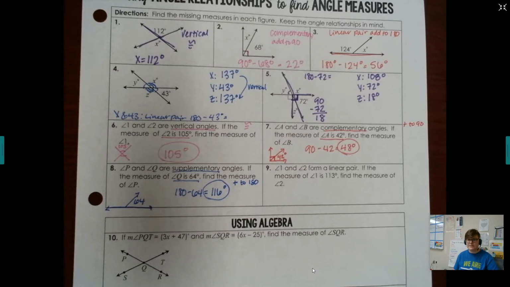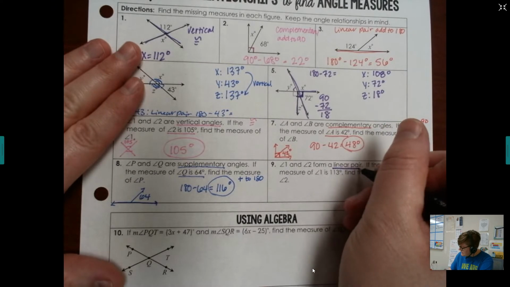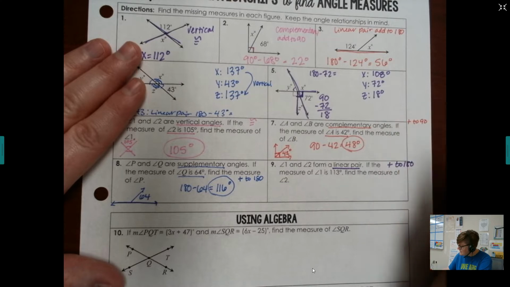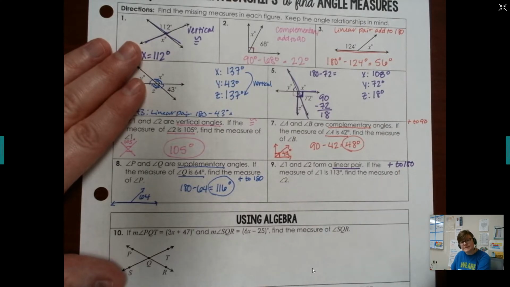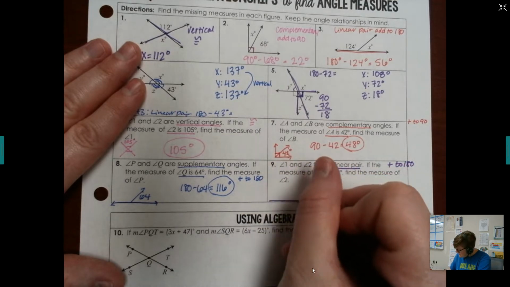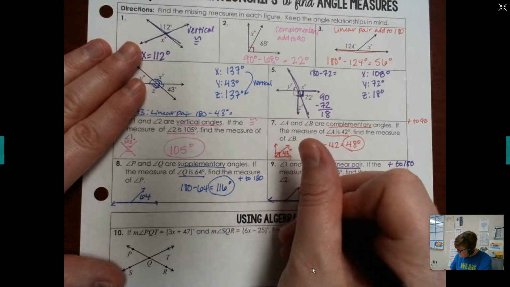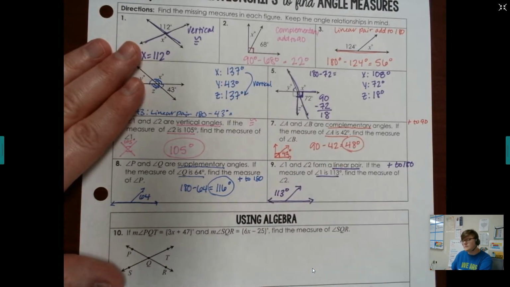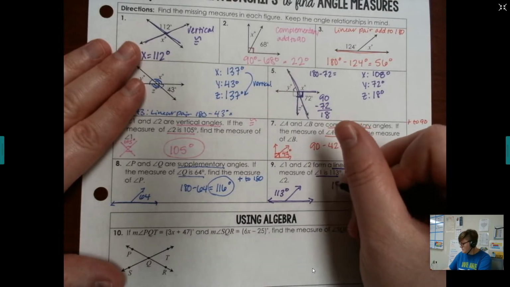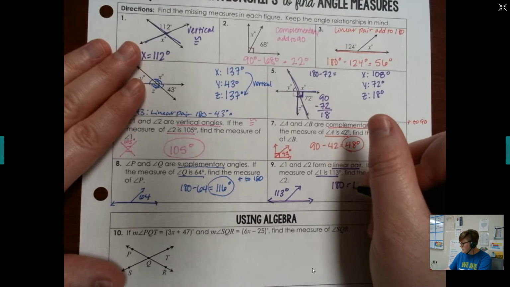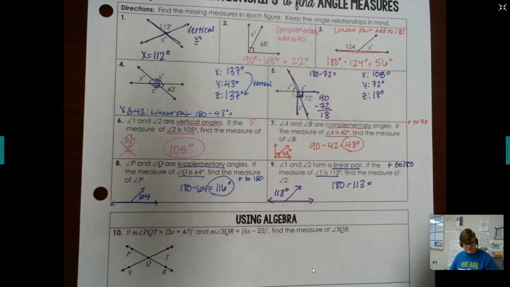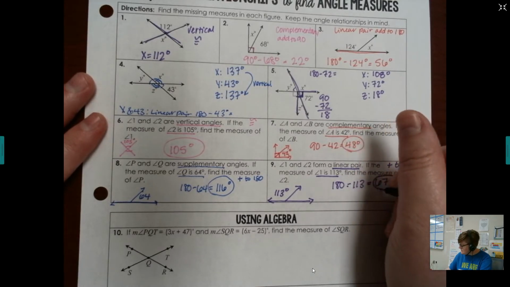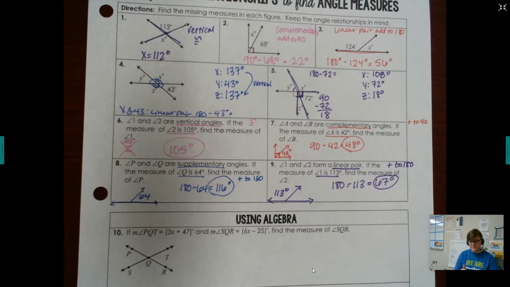Right. Next one is angle 1 and 2 form a linear pair. So that means that they add to 180, just like supplementary, because a linear pair means they're adjacent and supplementary. And we can draw our picture. Okay, the measure of angle 1 is 113. And we need to find the measure of angle 2. So 180, our total, minus 113 should be 67 degrees for that one.